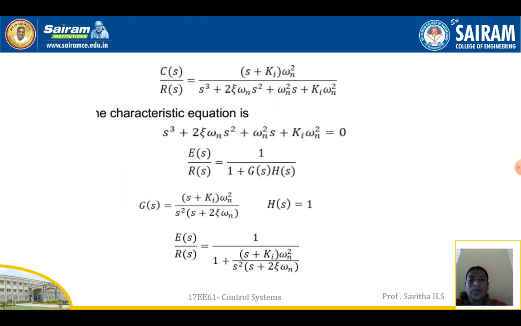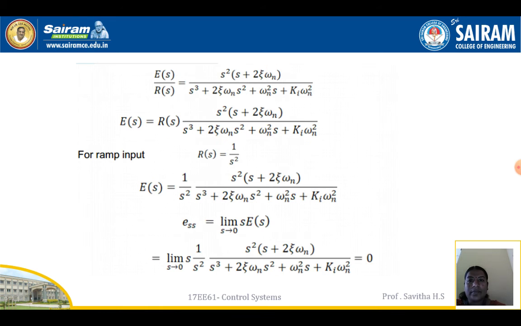So s cube plus 2 zeta omega n s square plus omega n square into s plus Ki into omega n square is equal to 0 is the characteristic equation. So we know that E of s by R of s is equal to 1 by 1 plus G of s into H of s. So G of s is (s plus Ki) omega n square divided by s square (s plus 2 zeta omega n), and H of s is equal to 1. So therefore E of s by R of s is equal to 1 divided by 1 plus (s plus Ki) omega n square divided by s square (s plus 2 zeta omega n).